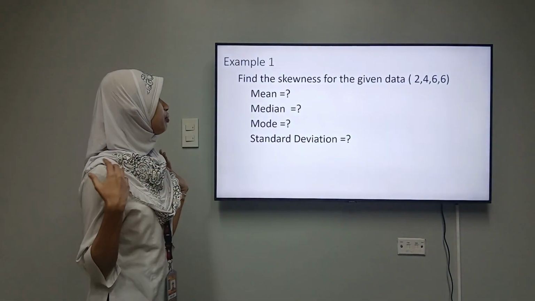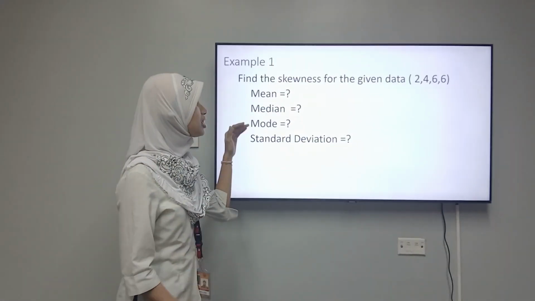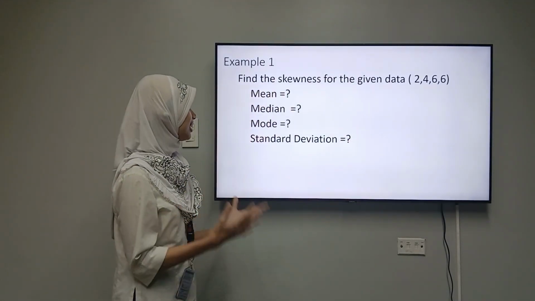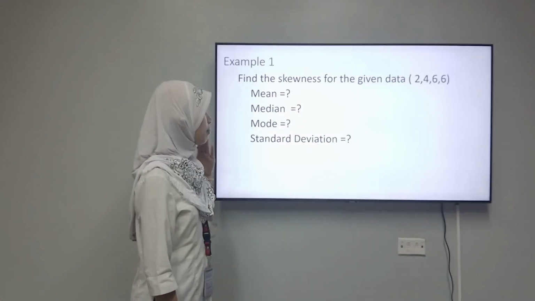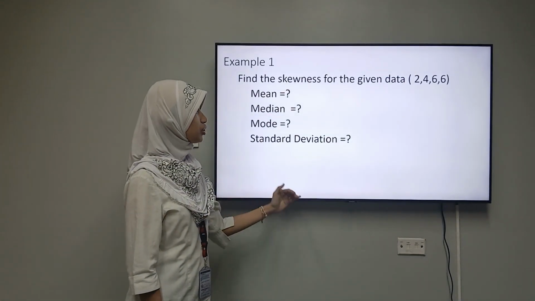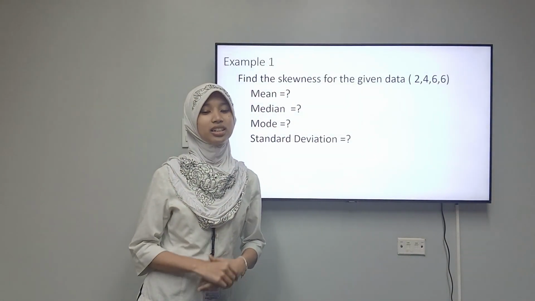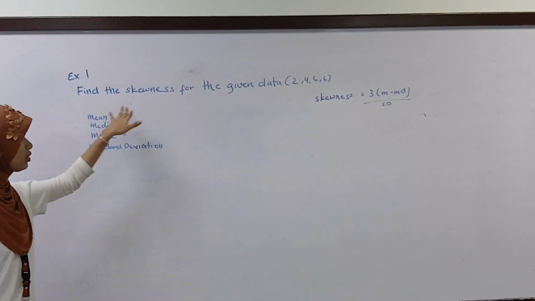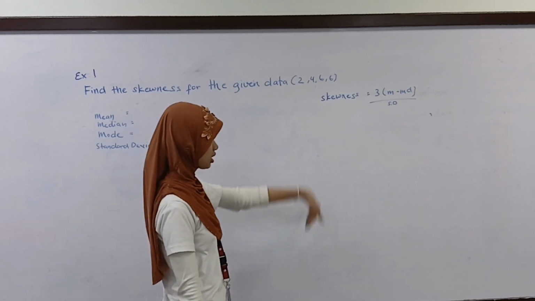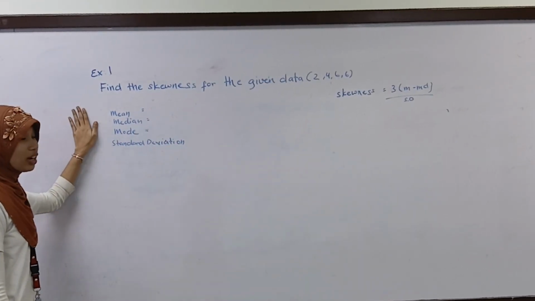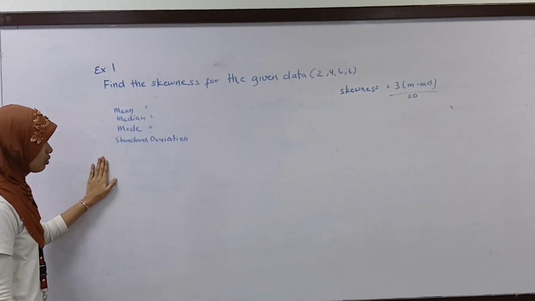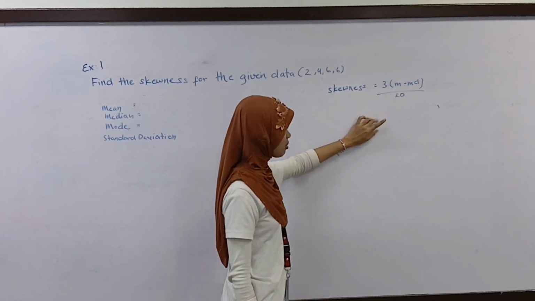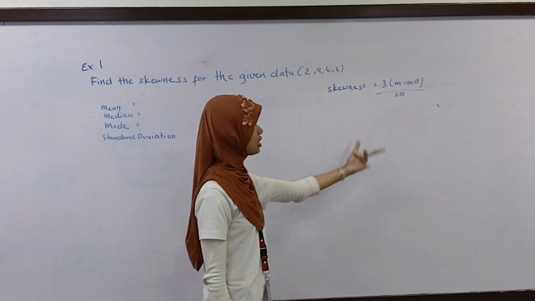So, we have problem number 1. Find the skewness for the given data 2, 4, 6, 6. In this data, we're going to find the mean, median, mode, and standard deviation before we find the skewness. And here the formula for skewness is 3 times mean minus median over standard deviation.